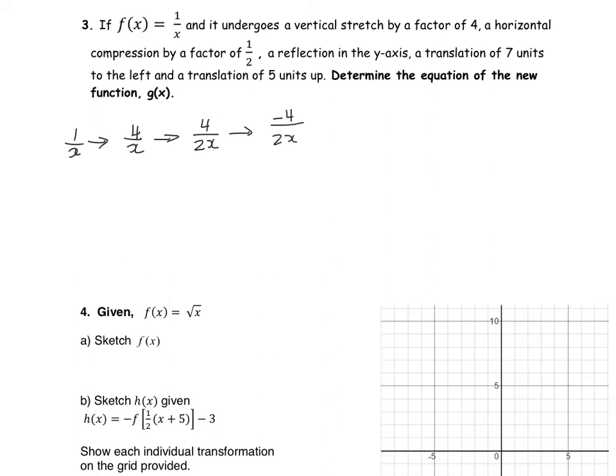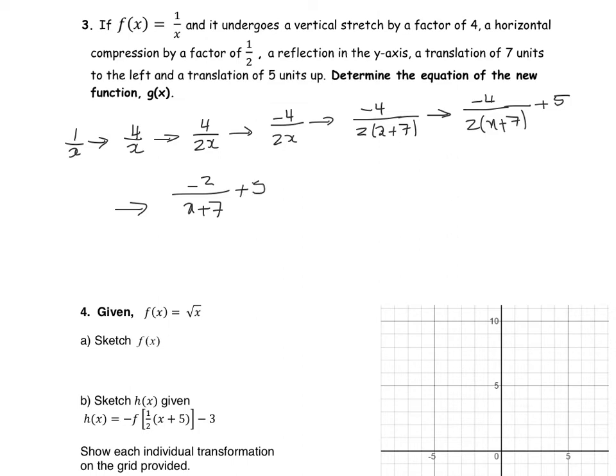Then it says that it goes through a translation of 7 units to the left, so this becomes negative 4 over 2x plus 7, because 7 units to the left, and then it goes 5 units up, so this changes to negative 4 over 2x plus 7, 5 units up plus 5. Now if we simplify this one, we get negative 2 over x plus 7 plus 5.